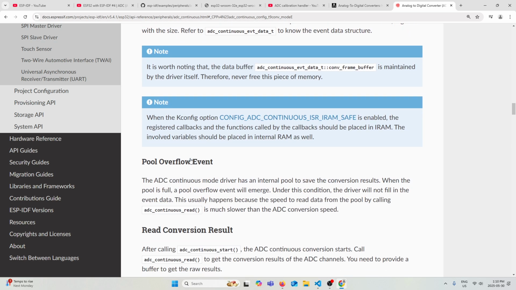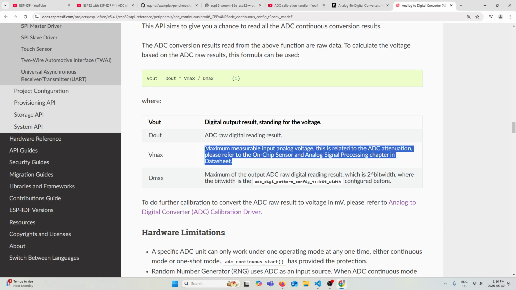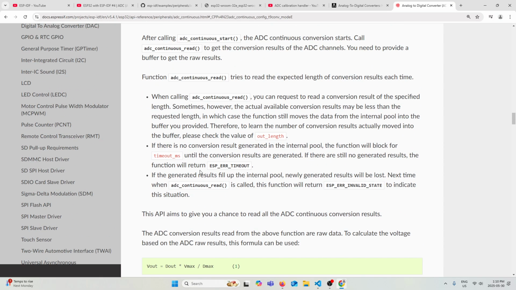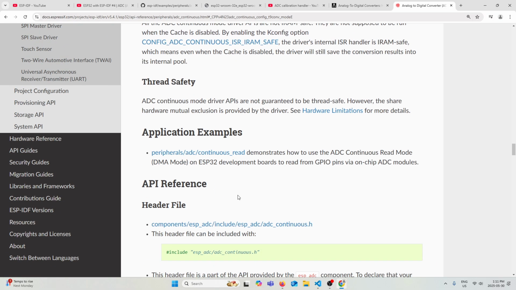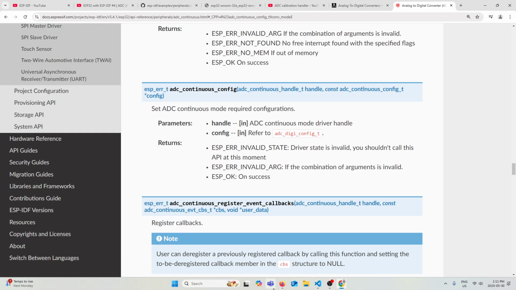So conversion done event. So that makes sense. That's logical. Okay, that's perfect. We can also add calibration if we want.